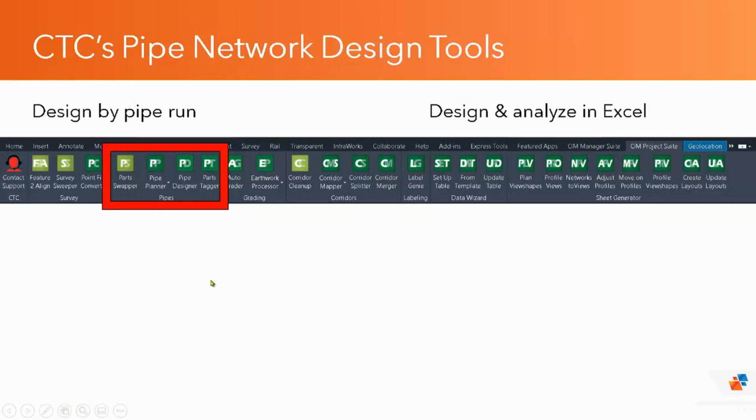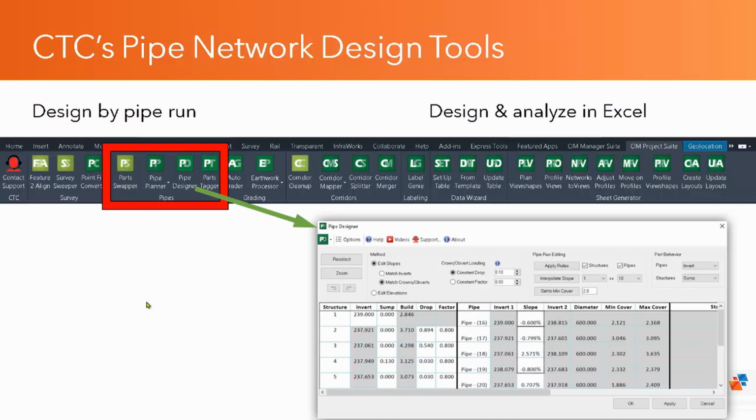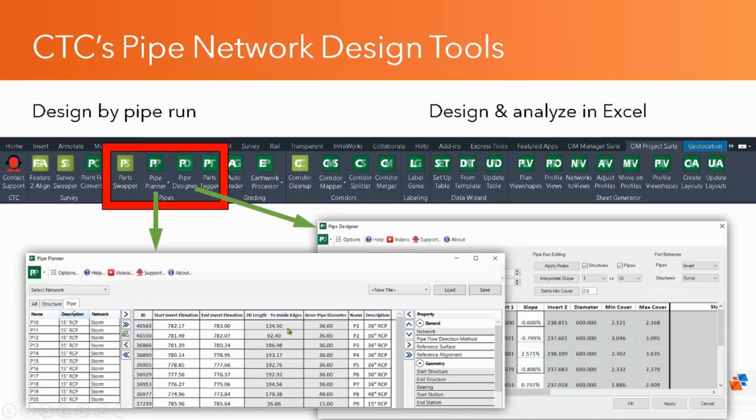All of the pipe tools, being able to design via pipe run, so designing an entire length of pipes and structures all at once, and pull out some of that metadata a little bit more easily and access things on a more at-mass basis. We can do this with Pipe Designer, editing our pipe runs en masse, and we can do this with Pipe Planner, being able to pull all of that metadata and have it right at our fingertips in an Excel-like interface. And these are two of the big ones that we're going to look at today.